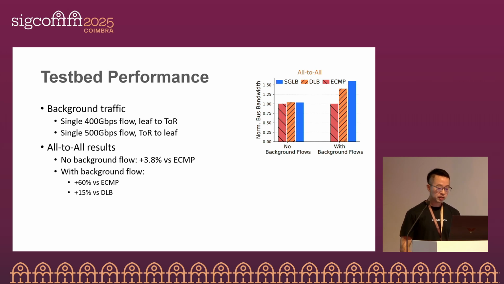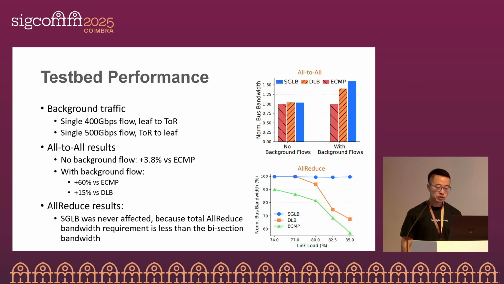Now we look at the testbed performance. For either one of the collectives, we conducted 2 types of tests, one without background traffic and the other one with background traffic. The background traffic is essentially a 400 gig leaf to Tor flow and another 500 gig Tor to leaf flow. As you can see on the top right, without background traffic, SGLB has a slight 3.8% performance advantage over ECMP, and with background traffic, SGLB has a 60% performance advantage over ECMP and 15% performance advantage over DLB.